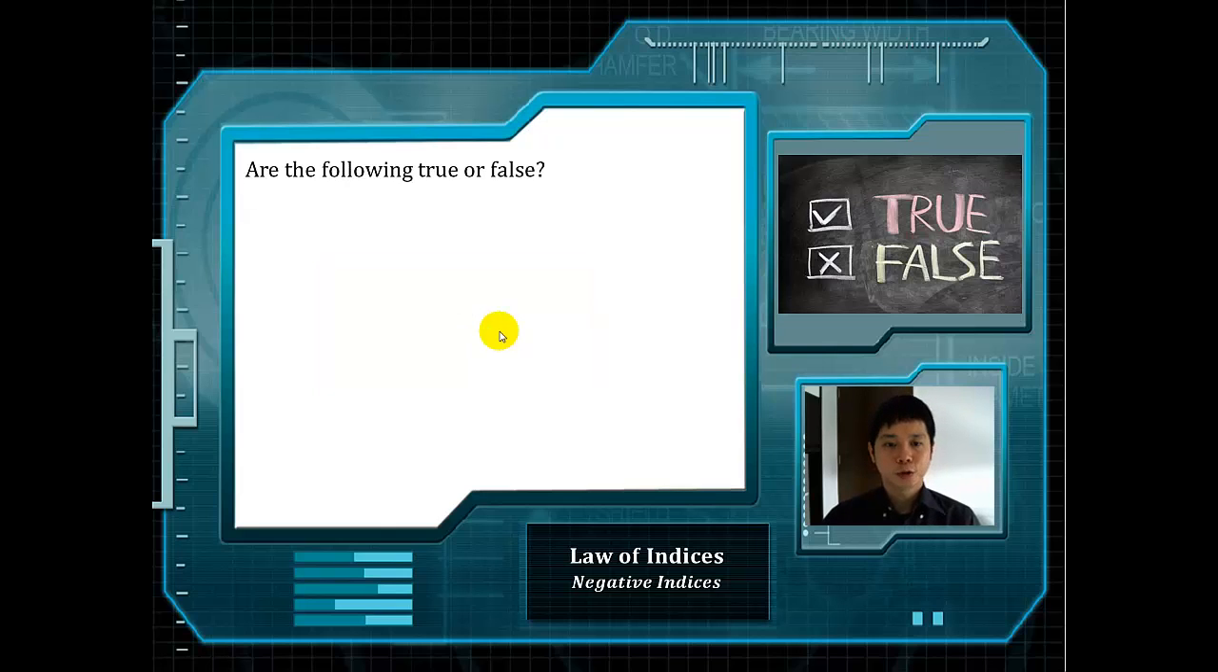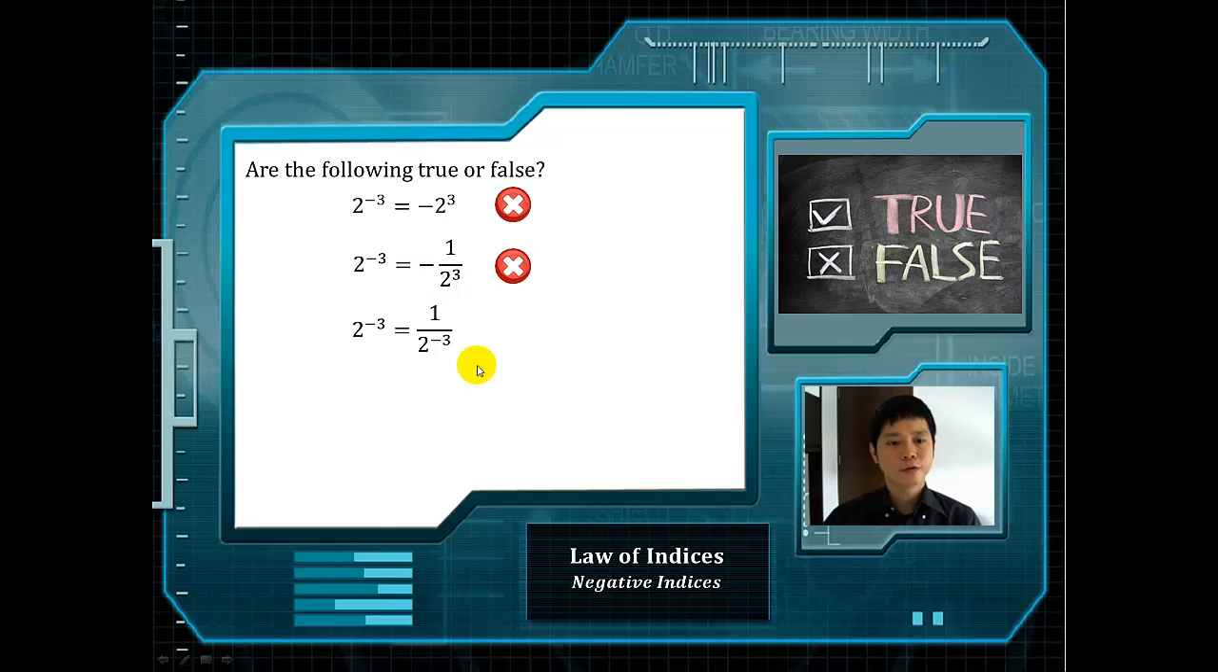Now, to check whether you have truly remembered or understood what you have learned just now, we will try to answer some of these true or false questions. Is this true or false? It is false. Because this term here is positive, whereas this term here is negative. Is this true or false? You're right, it is false again. This term is positive, and again this term is negative.